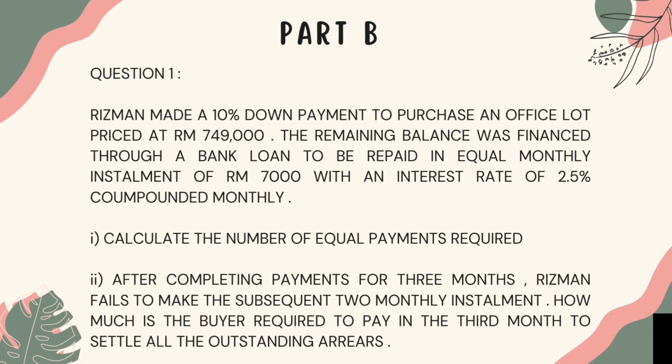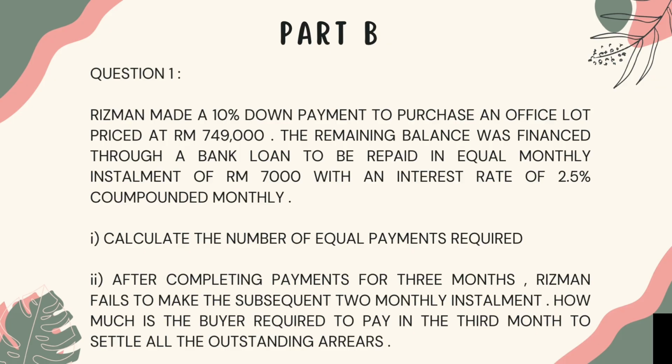Rizman made a 10% down payment to purchase an office lot priced at RM749,000. The remaining balance was financed through a bank loan to be repaid in equal monthly installments of RM7,000 with an interest rate of 2.5% compounded monthly. Question number 1. Calculate the number of equal payments required.